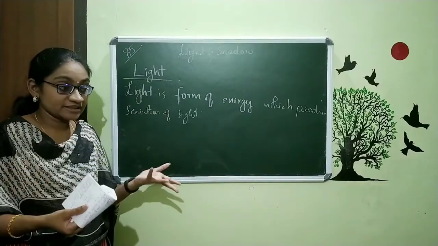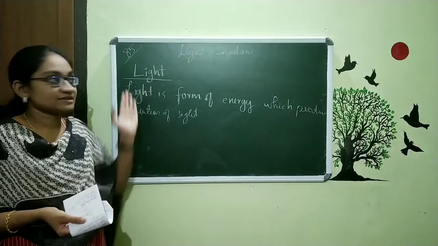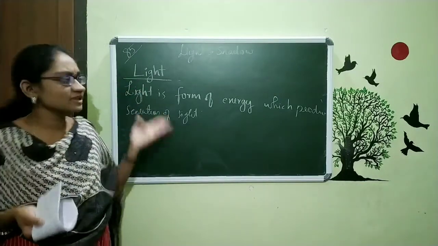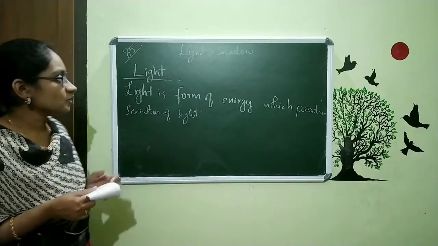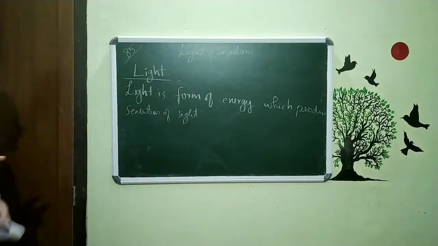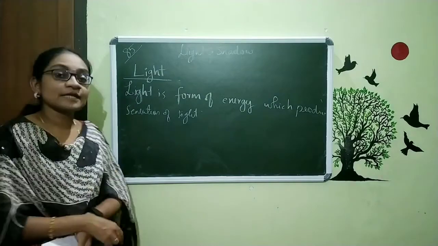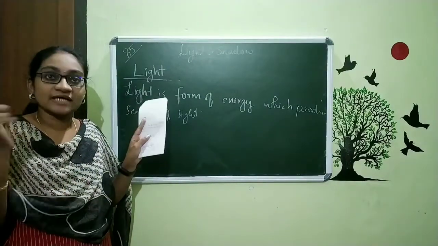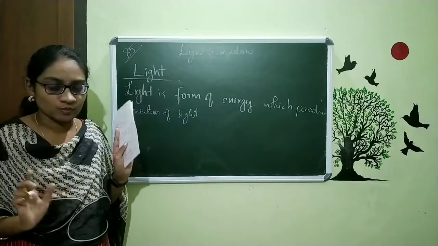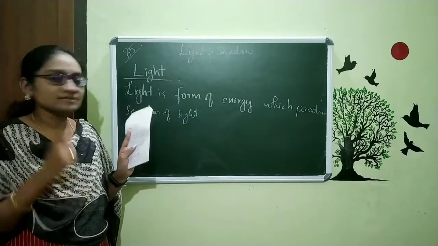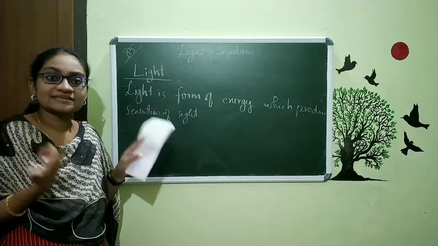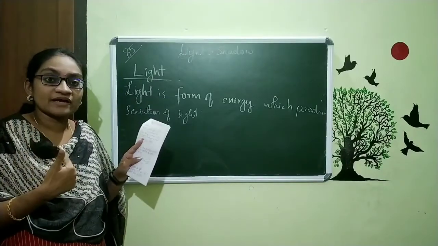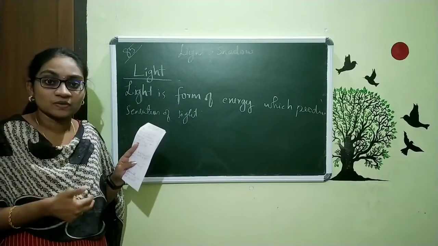To see an object, we are using light. This light is a type of energy which helps us to see objects. That is the meaning of this definition. I hope it's clear for you. And we said that this light helps us to see things. For example, this paper. You can see this paper with the help of the light present in this room.